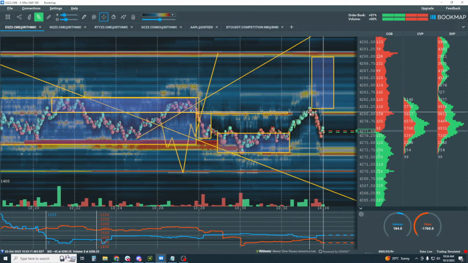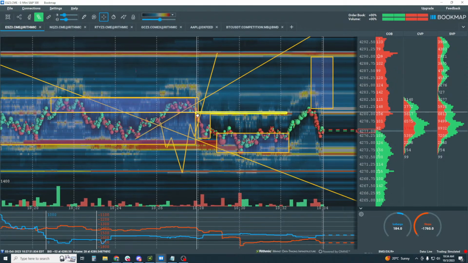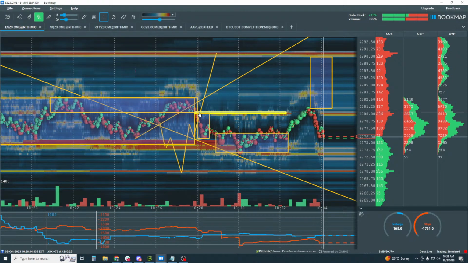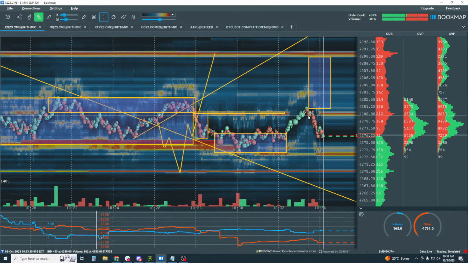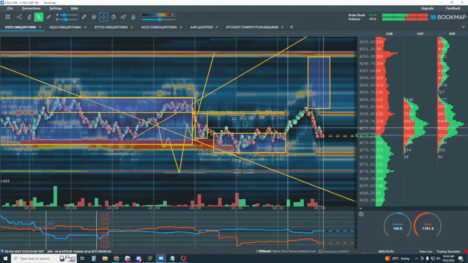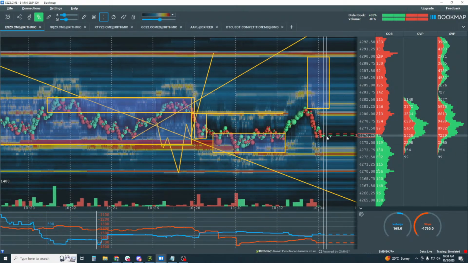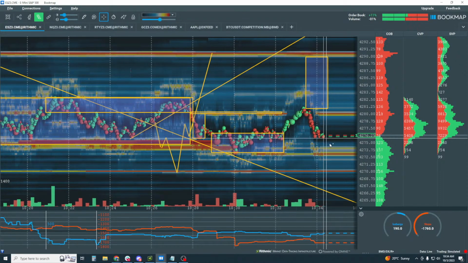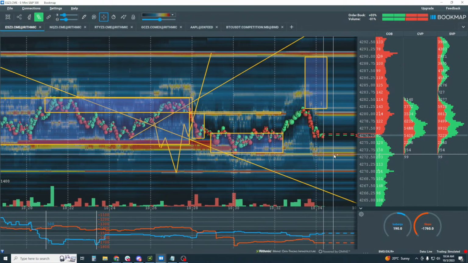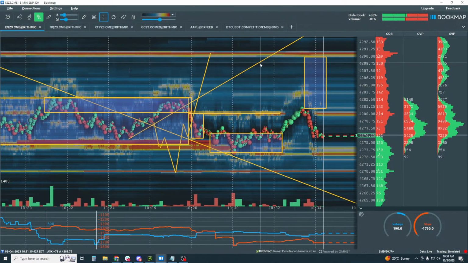So clearly the sellers are still defending this area here around 80. And that's some heavy selling in here. It's just about equal to the buying in here. All right, so good. So then let's see if sellers should be able to push it through now into this liquidity down here at 73.